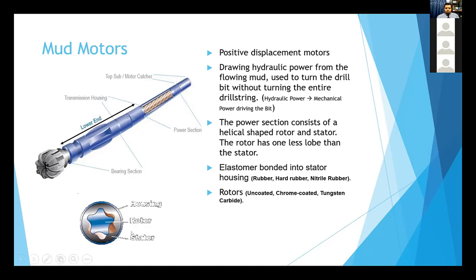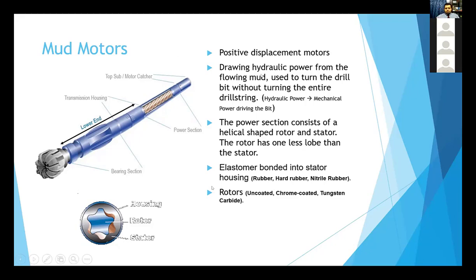If you see the picture below, outside there is a housing, and inside there is a rotor and a stator. Inside the housing, it is basically made up of rubber, which is called elastomer. The rubber can be hard rubber. Previously we used to have a cylindrical housing with rubber inside, but now things have been improved to increase the durability of the rotor and stator.